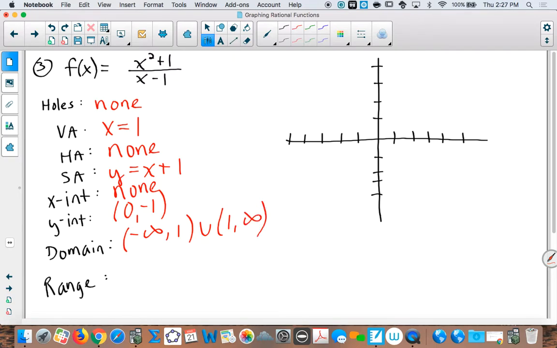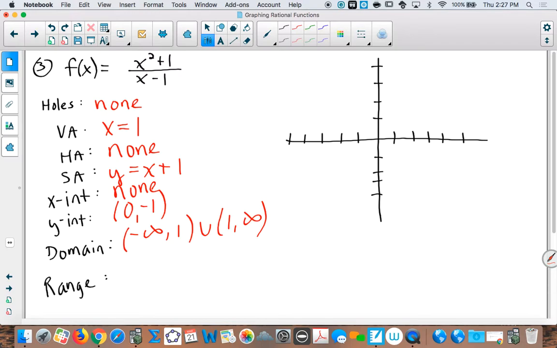Okay. All right. Anyone need to see how to get any of those things? You guys are okay with the slant? So for the x-intercept, you just make the numerator equal to 0. Okay. Anything else?